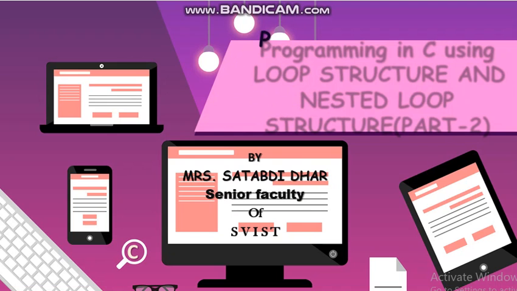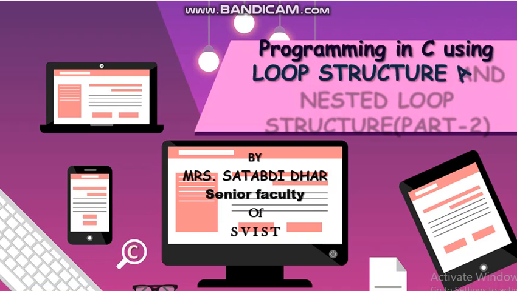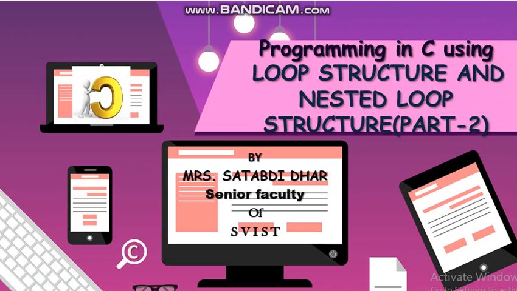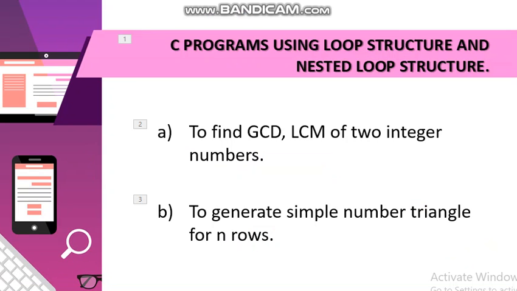Today in this video, again I am here to discuss some programs in C using loop structure and nested loop structure. In this video, we are going to discuss two programs. The first program is to find the GCD and LCM of two integer numbers, and the second one is to generate a simple number triangle for n rows.